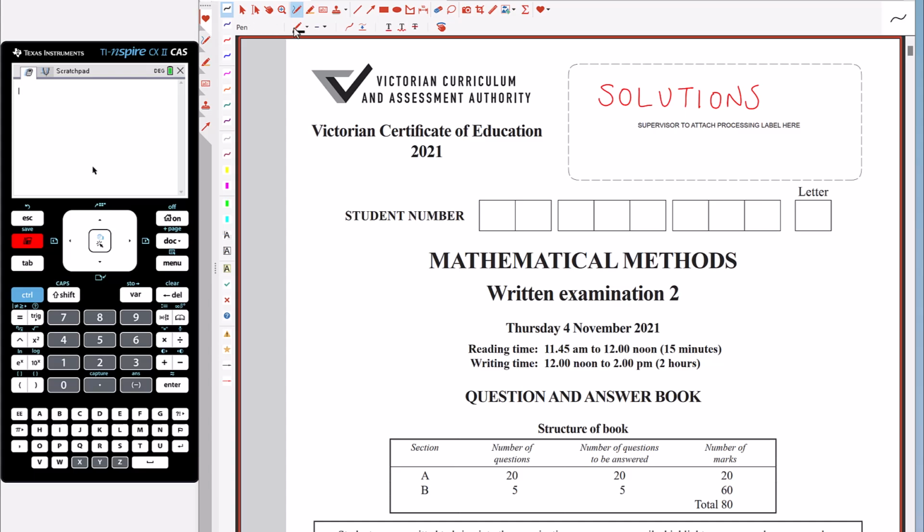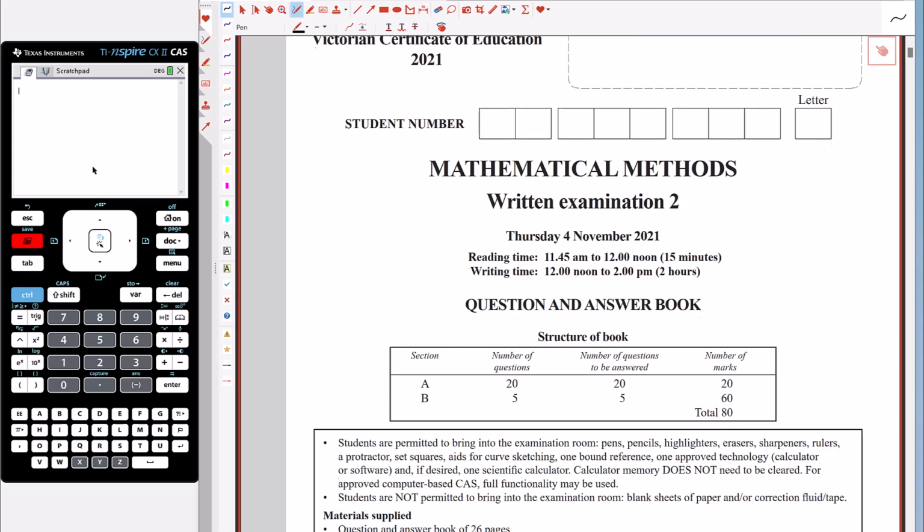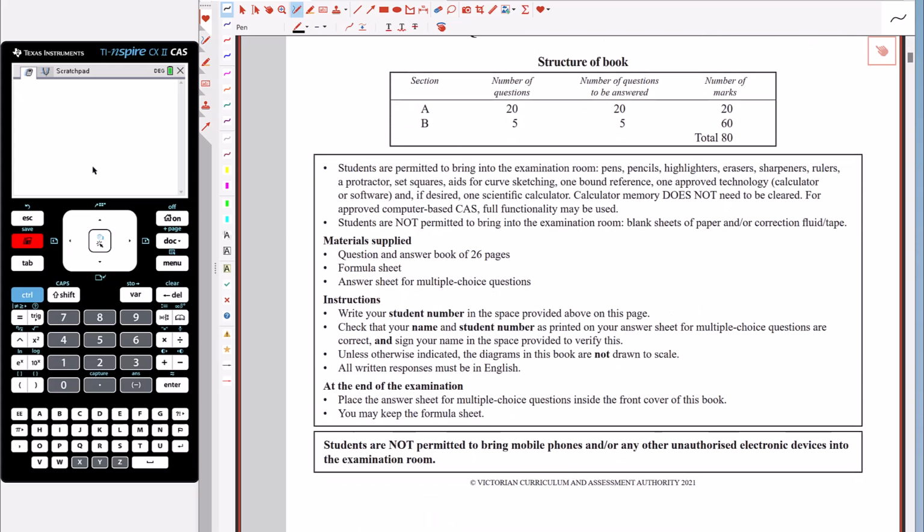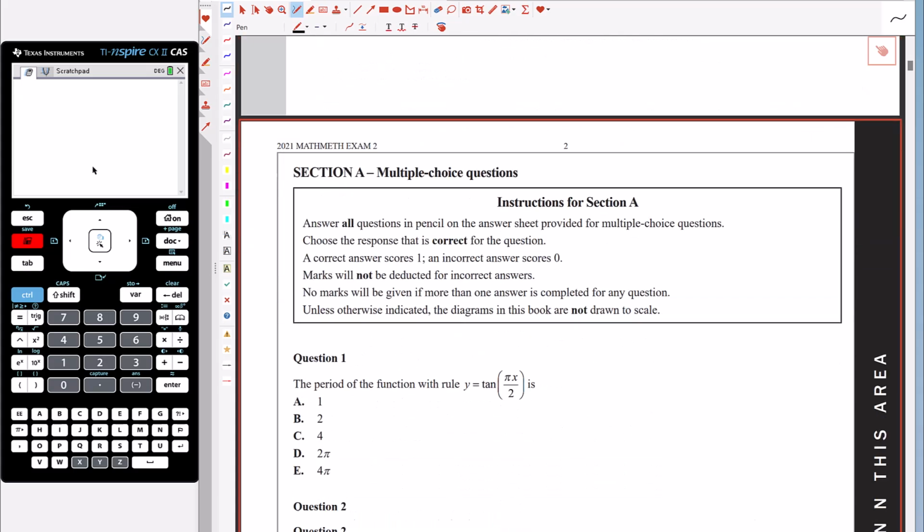Okay, so in this video we're going to be recording solutions to the 2021 VCAA Exam 2. This is a 2-hour exam paper where we can use technology, so a CAS calculator of some form. I have my TI Nspire set up here to be used. You can also access a bound reference of notes throughout the examination. It's in 2 sections, 20 multiple choice questions and 5 extended answer questions. So let's get started.